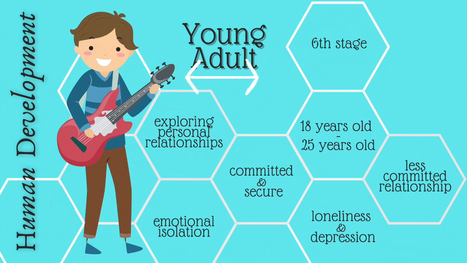Sixth stage is young adult, from 18 years old to 25 years old. This stage is about exploring personal relationships and developing closeness and committed relationships with other people. Those who are successful at this will form relationships that are committed and secure. Those with a poor sense of self tend to have less committed relationships and are more likely to suffer emotional isolation, loneliness, and depression.